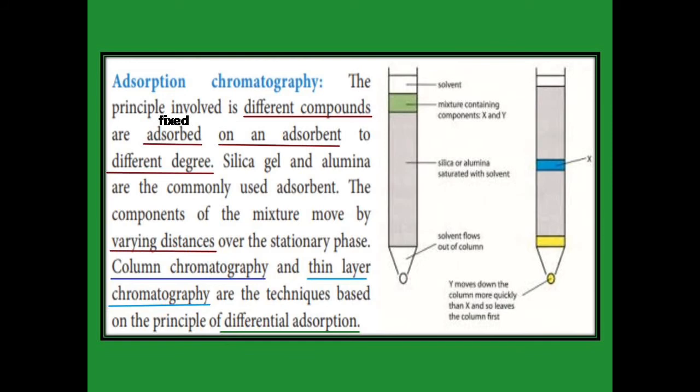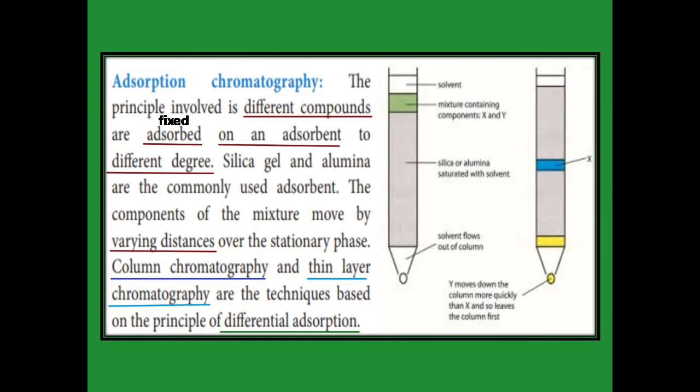Now, based on this, adsorption chromatography means, for example, you see the diagram. In the diagram, first of all, the green color means it is a mixture of compounds X and Y. That mixture is placed on the silica or alumina. Here the silica and alumina are the adsorbent. The adsorbent adsorbs X and Y at different rates.